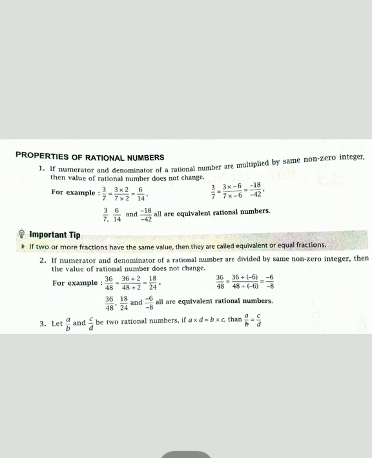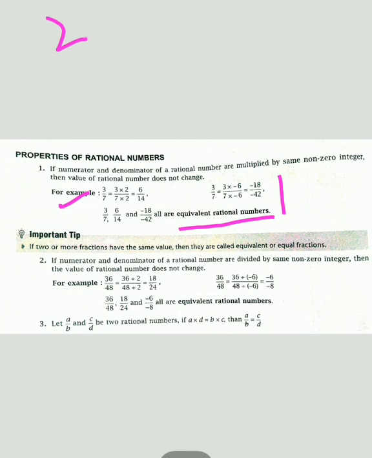These are the three properties of rational numbers. If the numerator and denominator of a rational number are multiplied by the same non-zero integer, then the value of the rational number does not change. Only the shape or form of the number will change. Suppose there is the number 3 upon 7. If we multiply by 2 upon 2, 2 times 3 is 6, 2 times 7 is 14. If we multiply by 6 upon 6, 6 times 3 is 18, 6 times 7 is 42. So these numbers are called equivalent fractions.